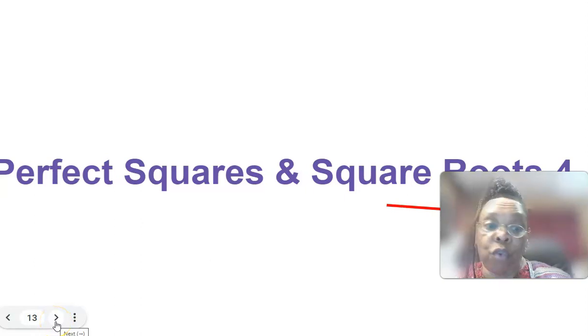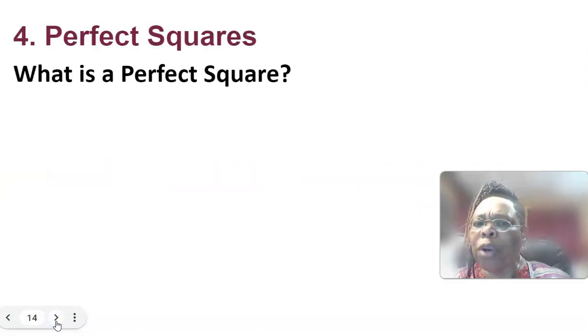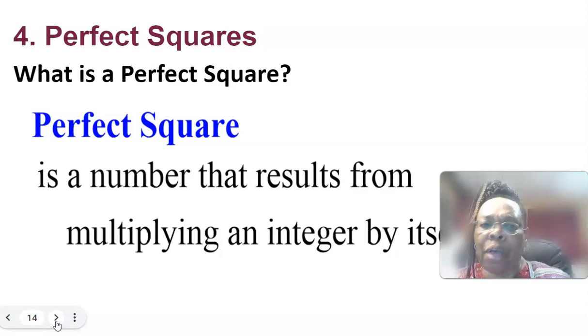SOL 6.4, Lesson 4, Perfect Squares and Square Roots. What are perfect squares? A perfect square is a number that results from multiplying an integer by itself.